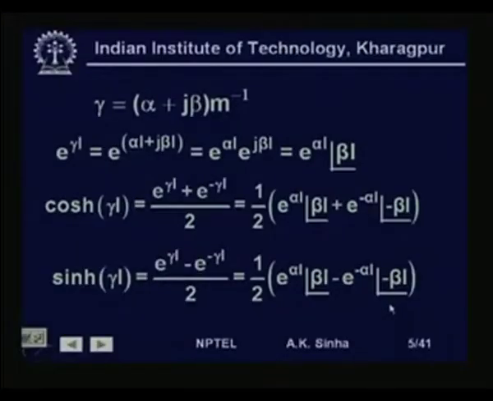So, in this way, if we know the alpha and beta, we can calculate the terms sin hyperbolic gamma L and cos hyperbolic gamma L, and therefore, we can calculate V s, I s in terms of V r, I r.